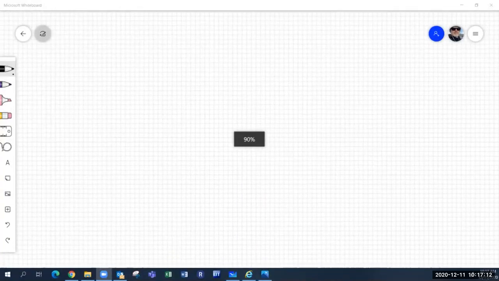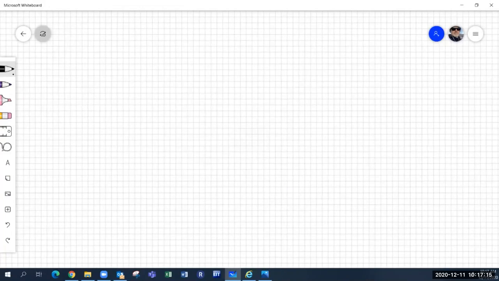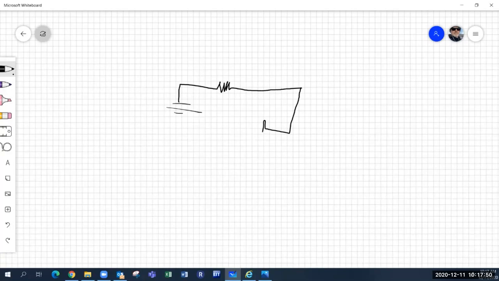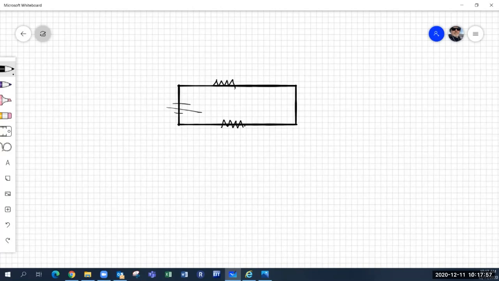So let me just draw a nice circuit in here. I mean, as best as I can. Might be really bad at it. So there's always a power source. And if I have a resistor, this is just terrible. Let me get this straight. Oh dear. Sorry about that. We'll get there eventually. So if I had a resistor, this is really horrible. Resistor.